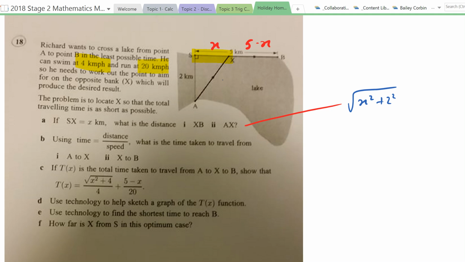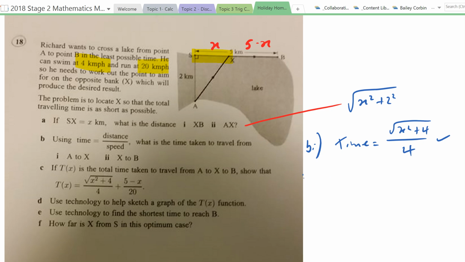So from A to X, and I assume here he is swimming, okay, because it's across a lake, it's swimming at 4 kilometers an hour. Time equals distance over speed. So time equals distance, which is the expression we had above, over speed, which is 4. And that's as far as we can go, because we want to find it algebraically.